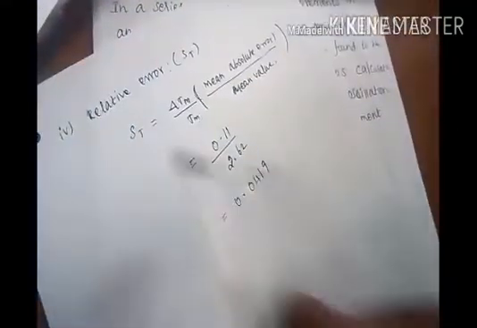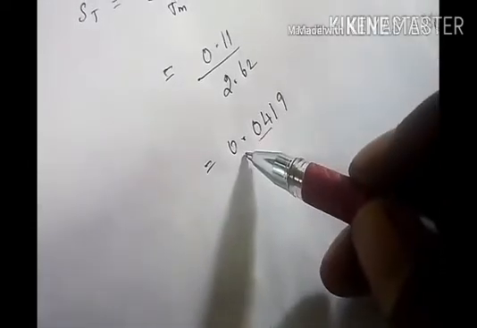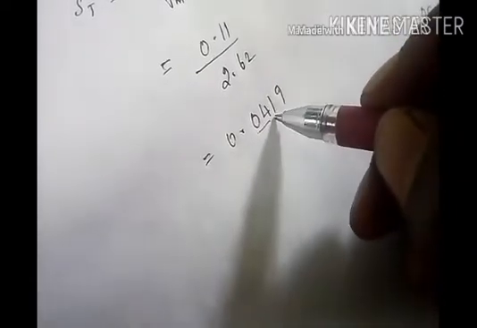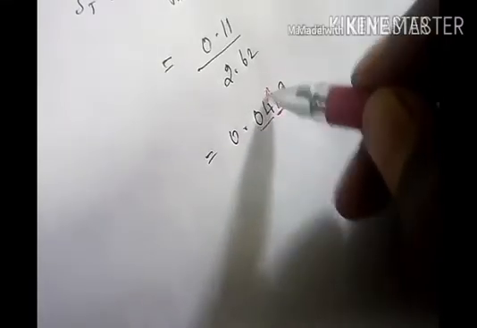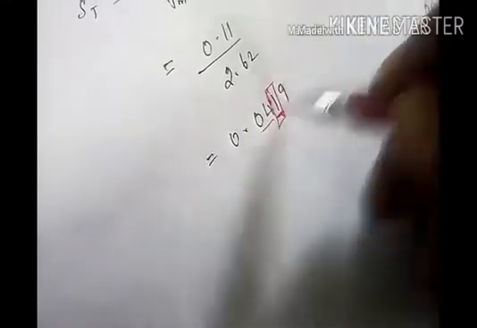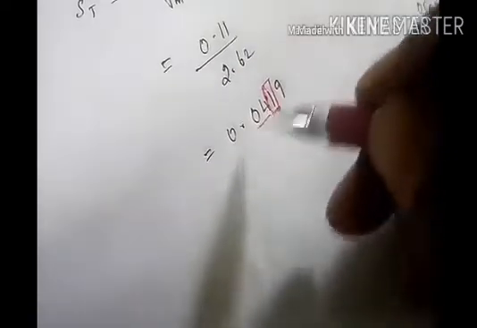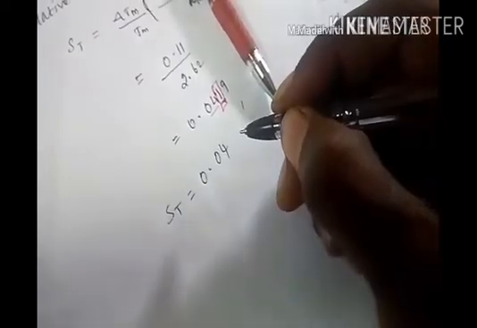This value you can't write as it is, so you should round it off. Here we need only 2 digits after the decimal point. So how will you round it? First you have to see the number after the 2 digits. Here this number is 1. So 1 is less than 4, so the preceding digit does not change. So you will write ST equal to 0.04. Okay.